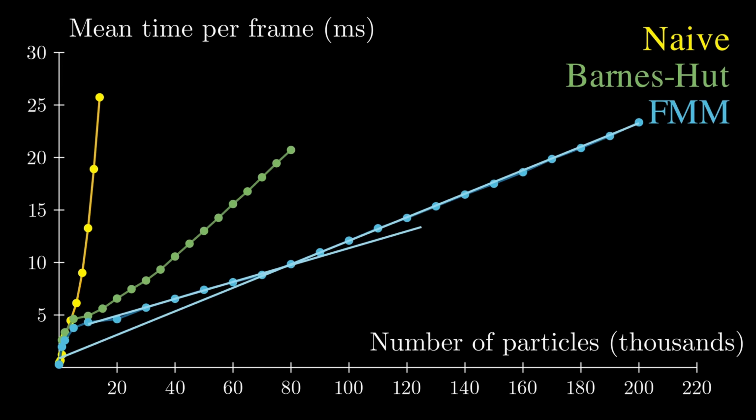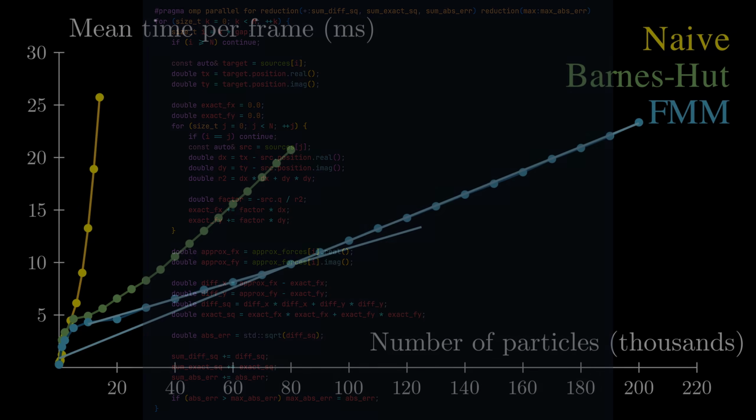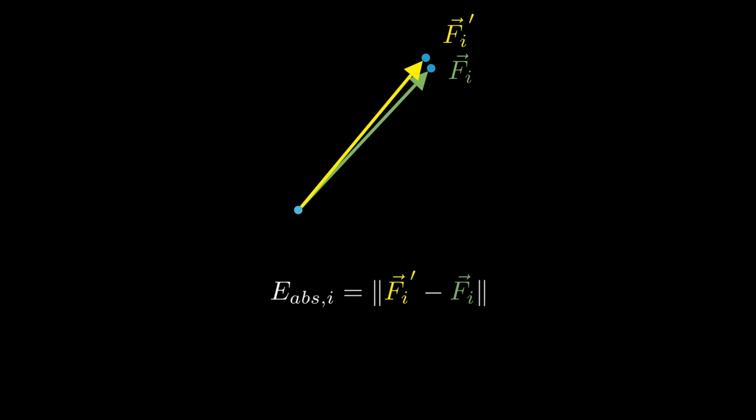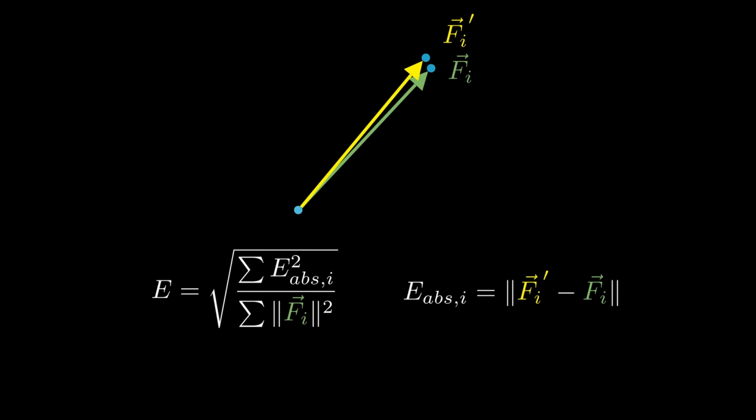Finally, the accuracy of FMM versus Barnes Hut. At each frame, we sample 1,000 particles at random positions and can measure errors in two ways by comparing to the naive method of computing forces exactly. Firstly, we can just look at the magnitude between the exact and approximated vector to get an absolute error, and take the average of that. We can also look at the L-squared error, which is the square root of the sum of squares of absolute errors over the sum of squares of the exact magnitude.